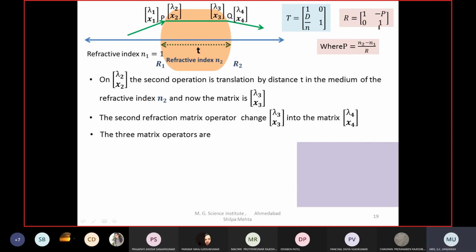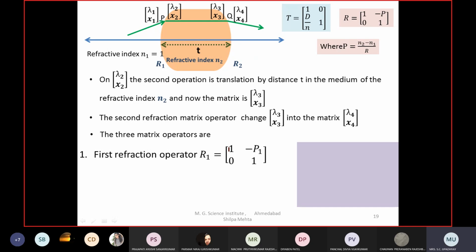So these three matrix operators we can write down like this. The first matrix operation, which is first? Refraction, and the refraction matrix operation is represented by R1, because two refractions take place, so the first refraction we call R1 operator, and P1 is the power of refraction of the first refraction. Power of first refraction: 1 minus P1 0 and 1.